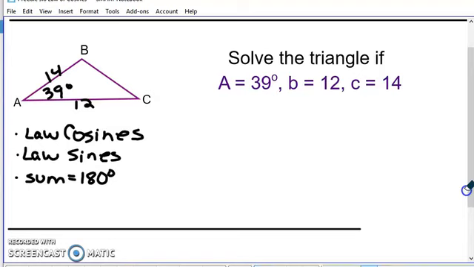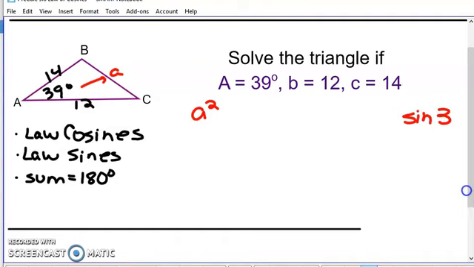So once again, I do not have a side across from an angle, so I have to use law of cosines. Now, since I'm given this angle, I'm going to look for side A first. So I'll put A here.